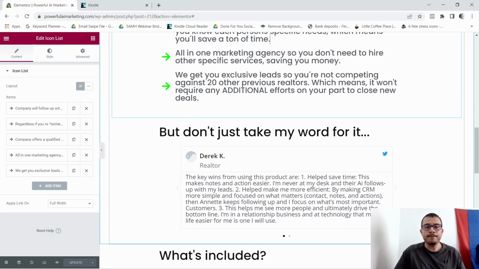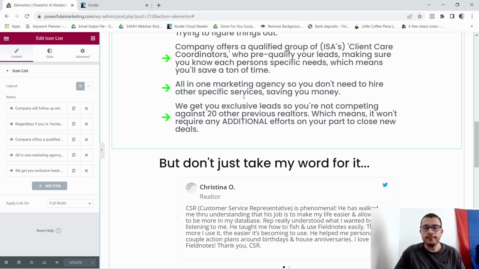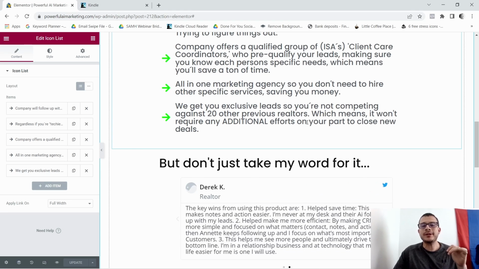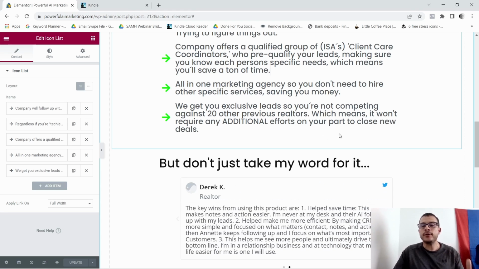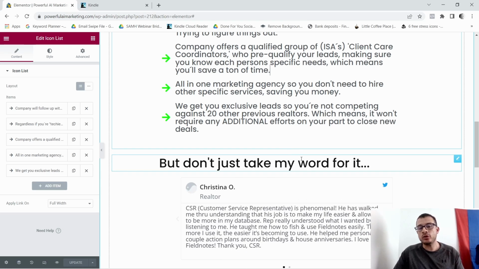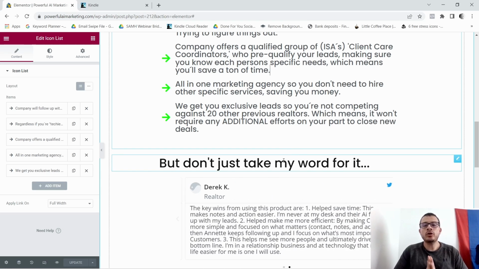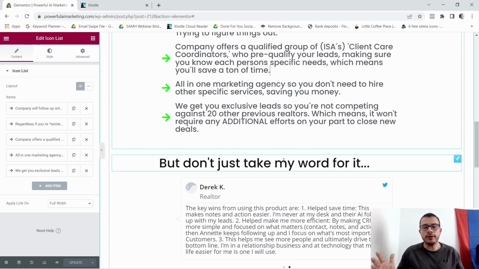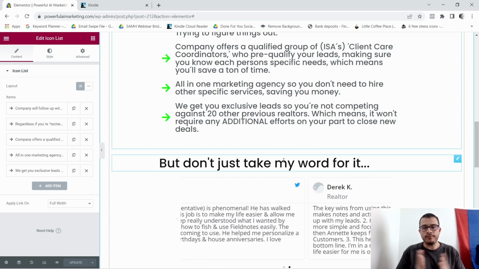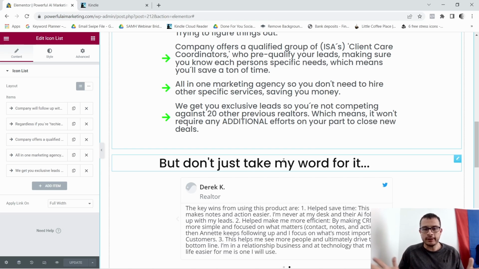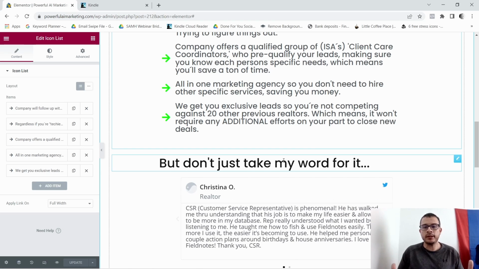So then the next one here is, we get you exclusive leads, so you're not competing against 20 other previous realtors, which means it won't require any additional efforts on your part to close new deals. This is another one that I liked, because we do get them exclusive leads, so they're not really going to be competing with a ton of other realtors, and that means that they don't have to do any additional work on their part to close new deals, right? They already know what this person is looking for them for.